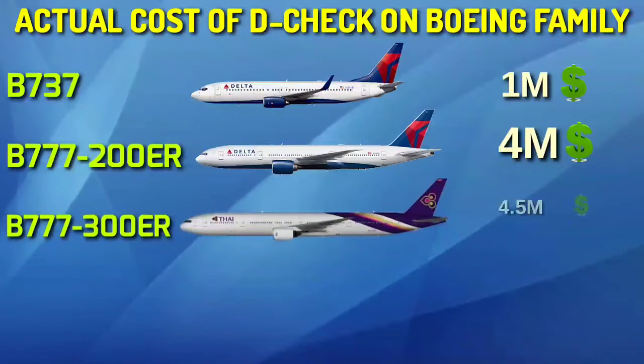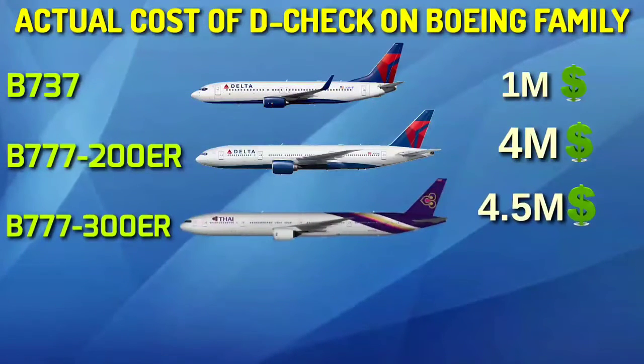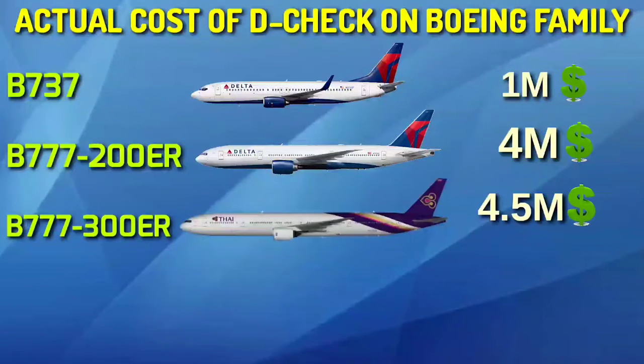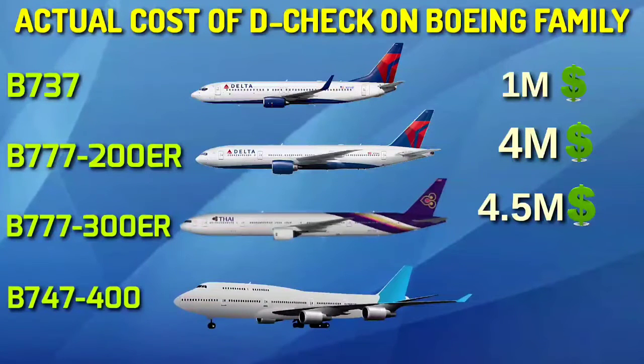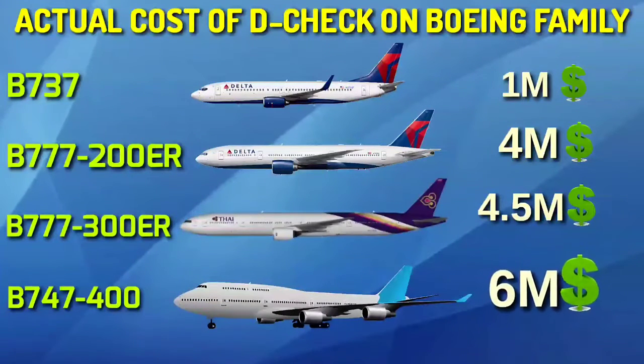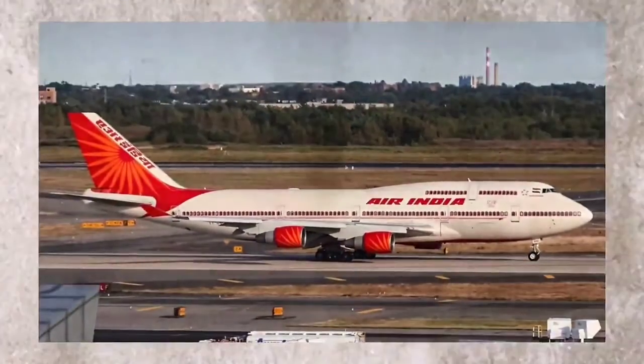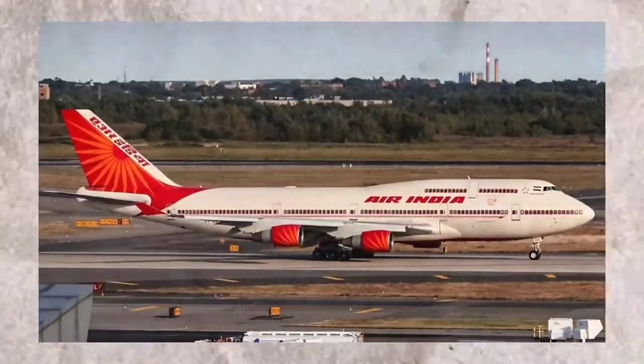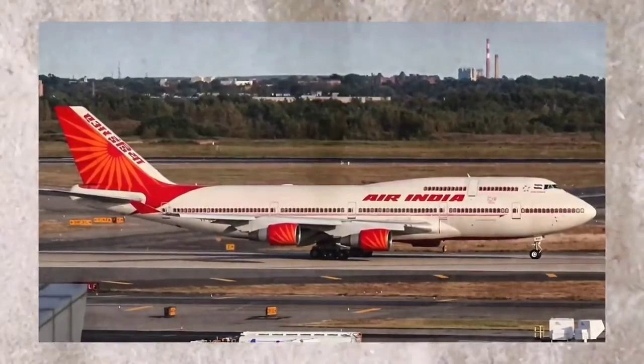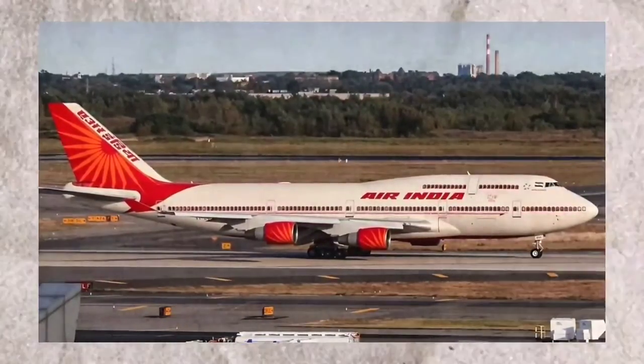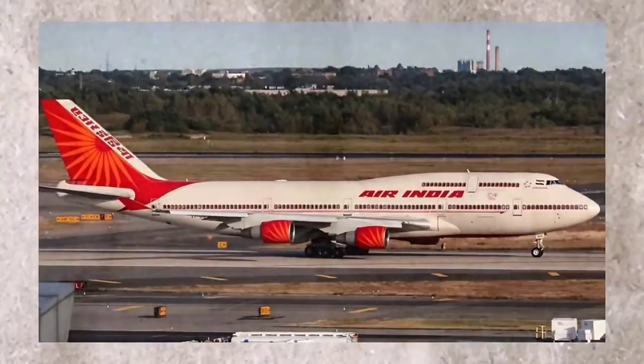777-300ER requires $4.5 million, equivalent to 34 crore. And finally, talking about the Queen of the Skies, Boeing 747-400 requires $6 million, which is equivalent to 45 crore and 18 lakh rupees. Recently, Air India has done D-checks on its 747 fleet. This is how you can think of opportunities in the maintenance field around the globe.